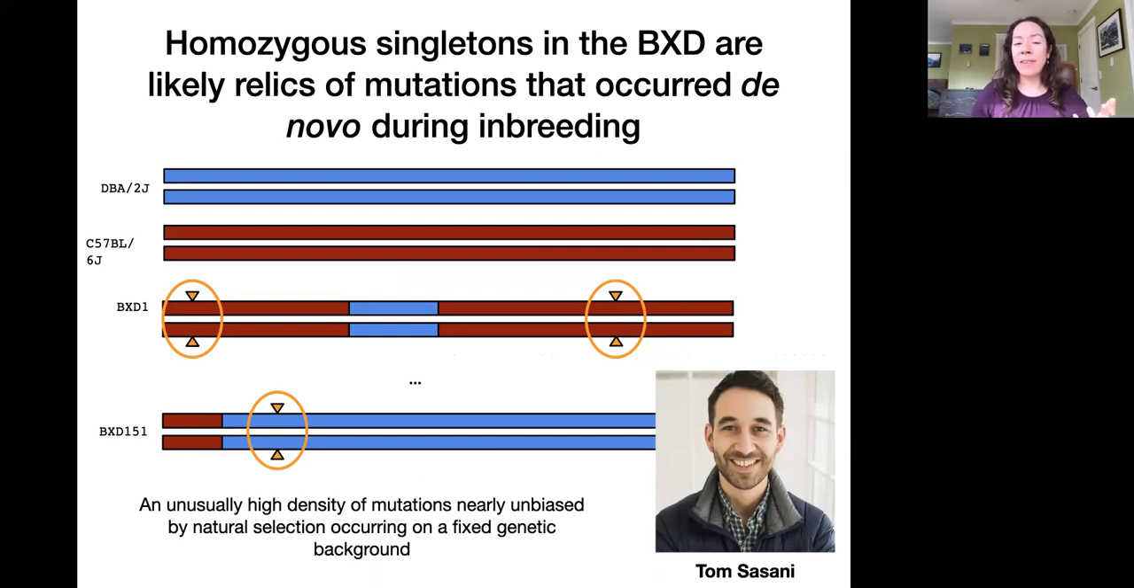And these are mostly homozygous just because of the maintenance of the strains by brother-sister inbreeding, which can cause a new mutation to fix in as little as one generation. And so my great postdoc, Tom Sassani, has been working on this for about the past year, and just started by calling all these homozygous singletons and counting up how many occur in each of the strains.